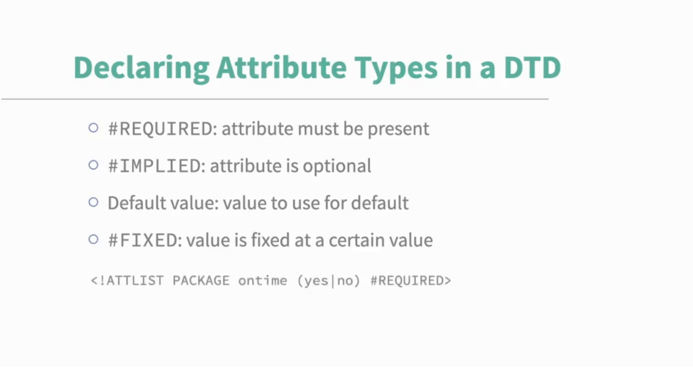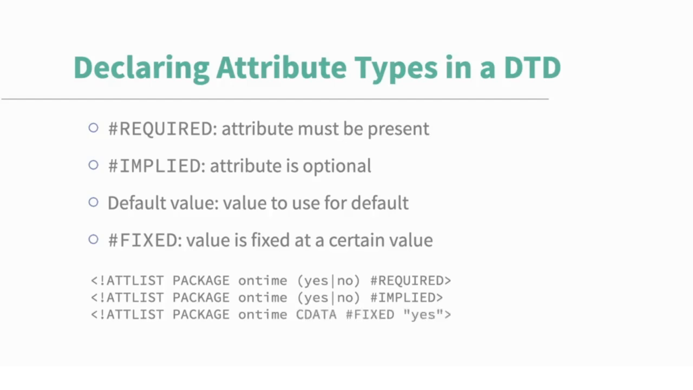So in this example, we have an attribute named onTime, and onTime is required. Use the required keyword there, and it can either be yes or no. In this case, we have an onTime attribute, and it's either yes or no, and it's implied. In other words, the XML markup may or may not contain it. And then in the third example, here the onTime attribute for the package element is character data, and it's fixed to the value of yes. If you put anything else in there, that would be an error.